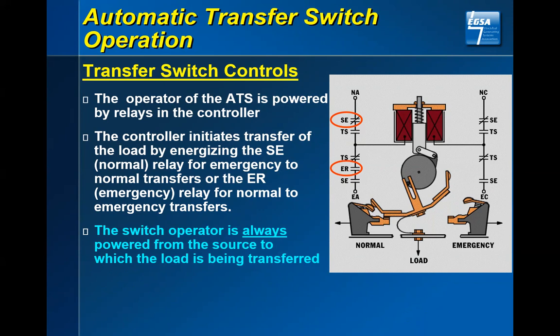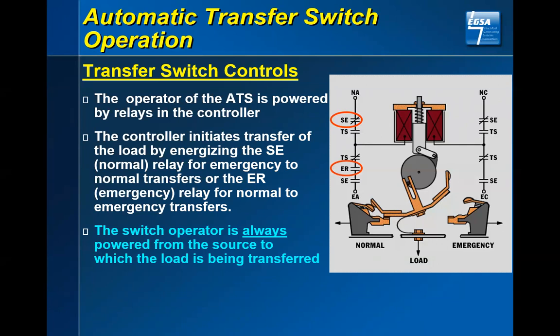and that's what completes the movement from the normal source to the emergency source. The switch is always powered by the source which it is going to. So what that means is, if it's connected to normal and for some reason your emergency system never comes on, that switch is going to stay connected to normal. If you're connected to emergency, it will remain connected to emergency, obviously until the utility comes back.